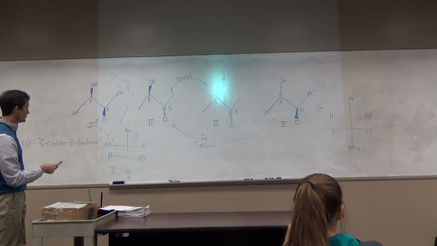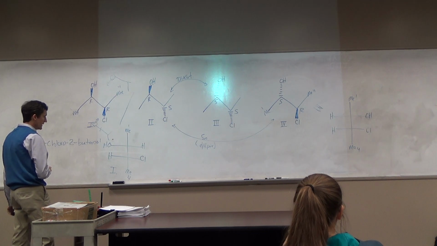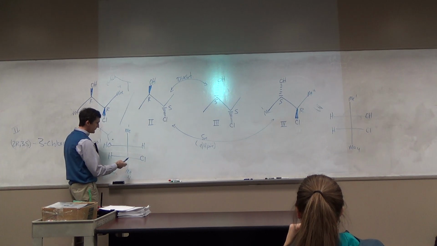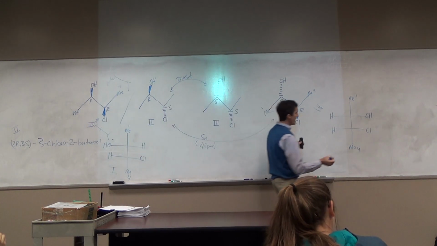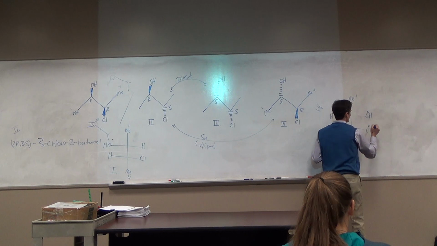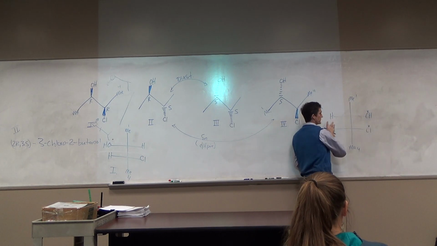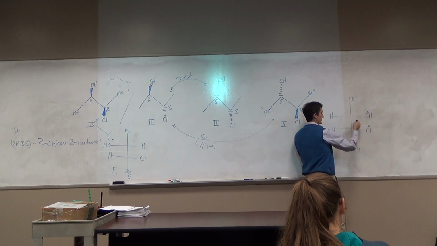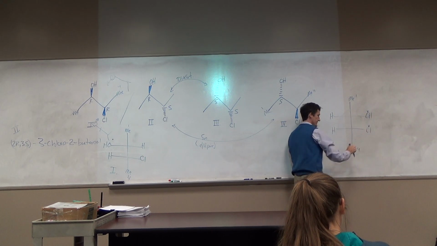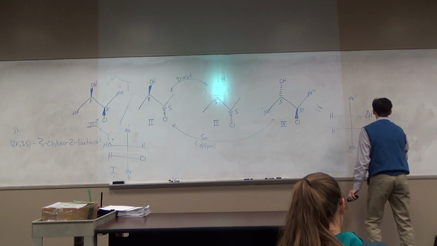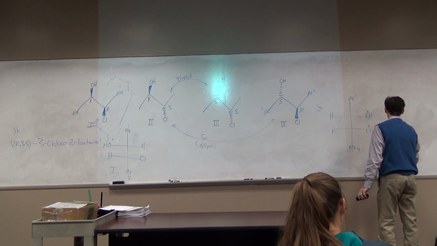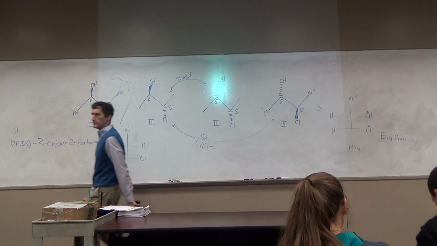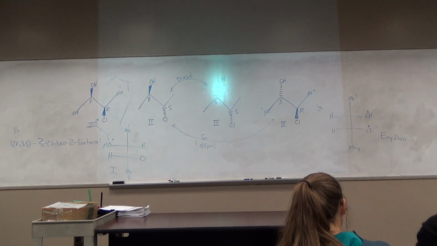But I think the reason I drew these two is because there's other terminology we can use here. When your high priority groups are on the same side in the Fischer projection, looking at the groups on the side, this is typically with alkyls at top and bottom. These are your two high priority groups that are on the sides. When they're on the same side, this is actually called a erythro. A erythro is the Fischer projection with your high priority groups on the same side.